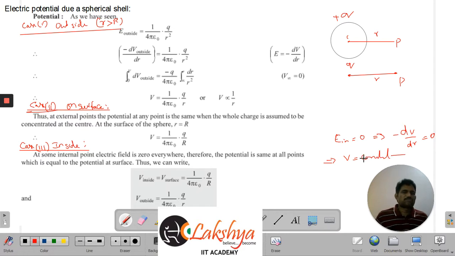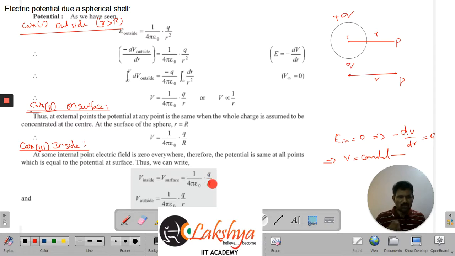Because we know that when the differentiation of a function is 0, then that function must be a constant. So here it is a constant function, and constant in the sense its potential is not changing when you are traveling from the surface to the inside. And so whatever the potential is on the surface, the same potential will be there inside also at any point. So this inside potential is the same as the surface potential. So 1 by 4 pi epsilon naught q by R we can write here.